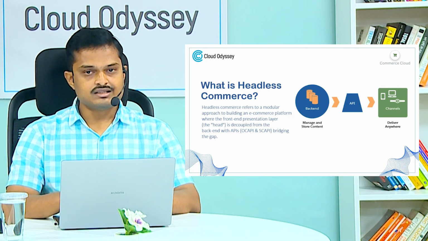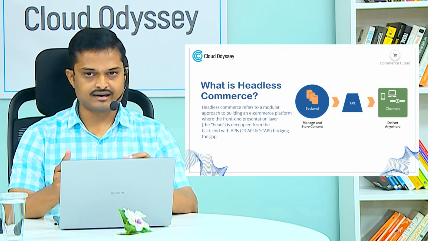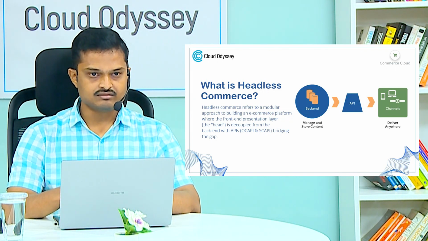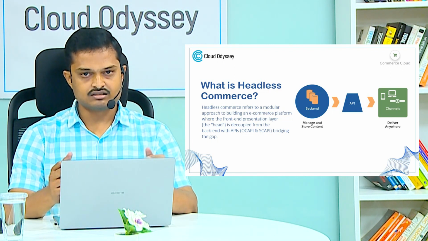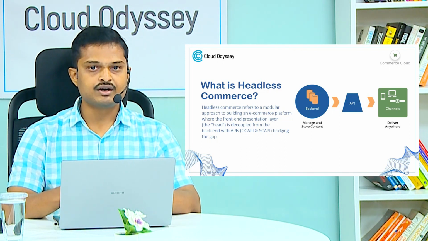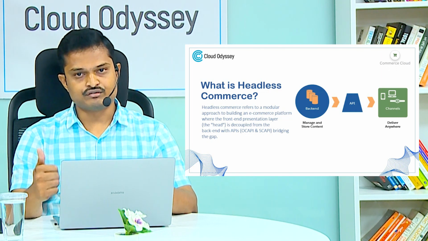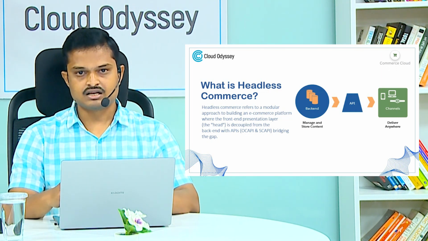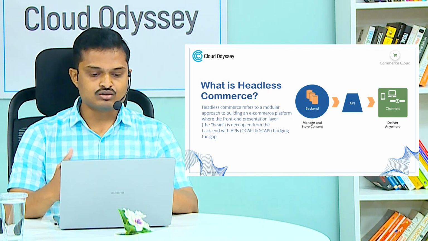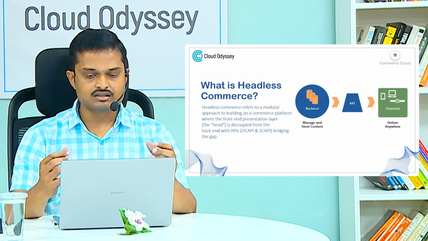In the Headless Commerce architecture, the front-end layer and the back-end layer are completely decoupled. When you look at SFRA, the back end and front end are very tightly integrated with each other. So if we are doing any back-end changes, that may impact the front end, and any front-end changes cannot be done without making changes to the back end, right? In the case of Headless Commerce, these two layers are decoupled.